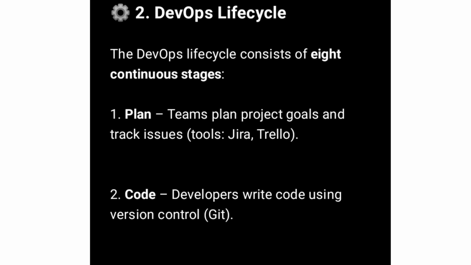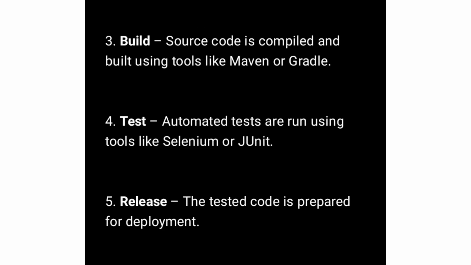2. DevOps Lifecycle. The DevOps lifecycle consists of 8 continuous stages. 1. Plan. Teams plan project goals and track issues. Tools: Jira, Trello. 2. Code. Developers write code using version control, Git. 3. Build. Source code is compiled and built using tools like Maven or Gradle. 4. Test. Automated tests are run using tools like Selenium or JUnit.